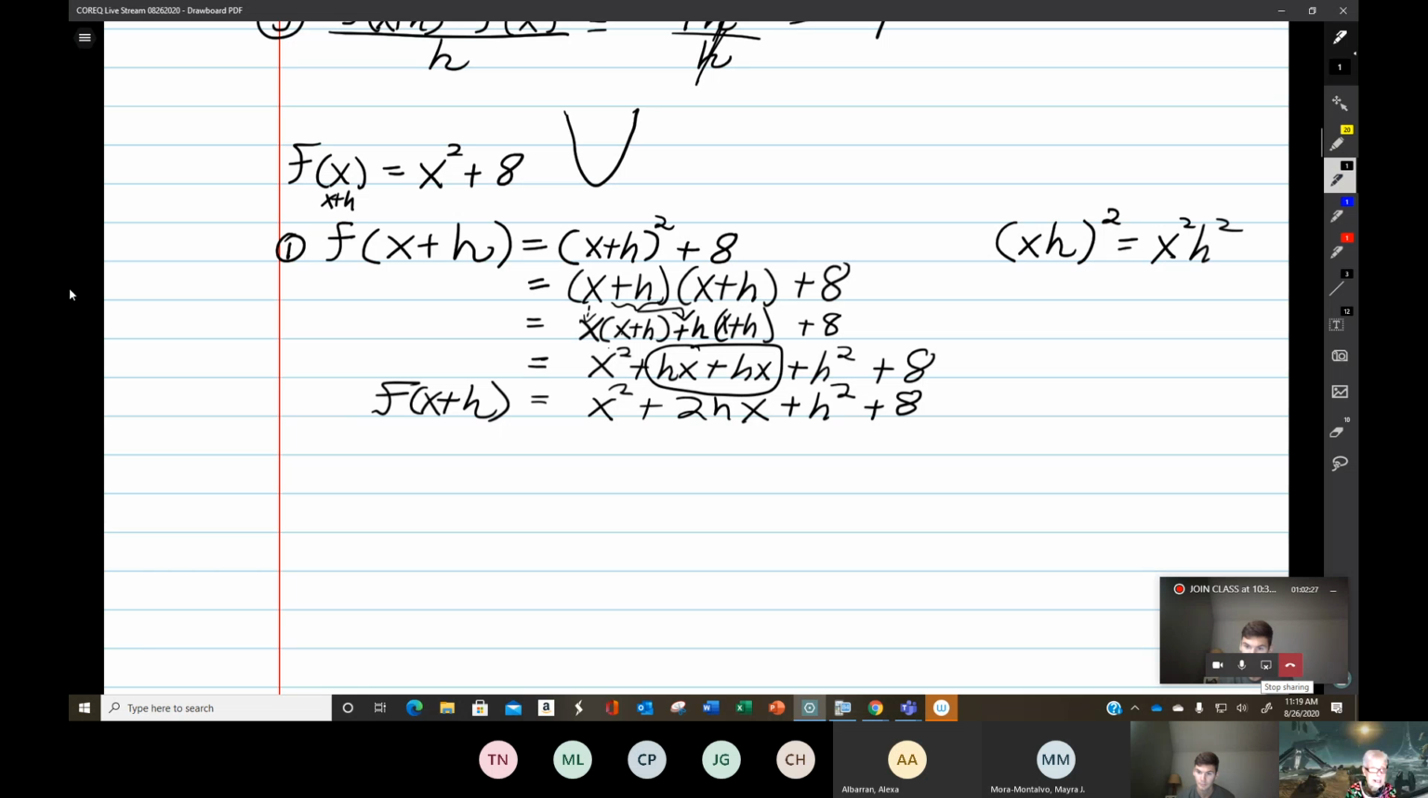Now we go to the second step. Go to the second step, which is going to be f of x plus h, which we just found, minus f of x, which we already know. So let's do this. Here's f of x plus h.